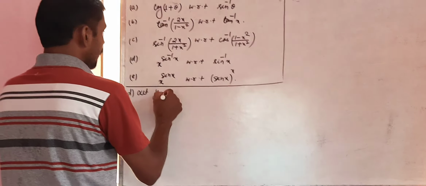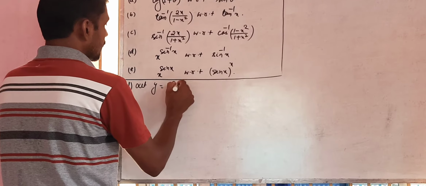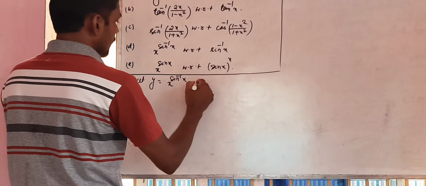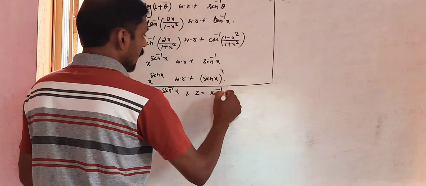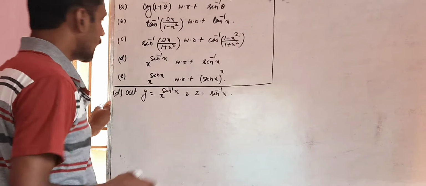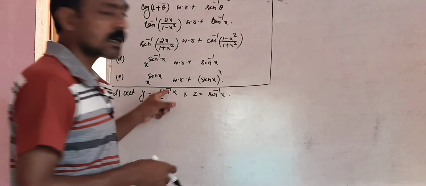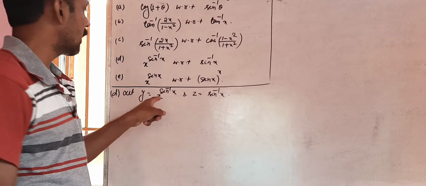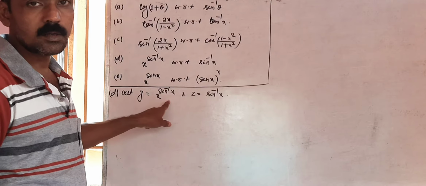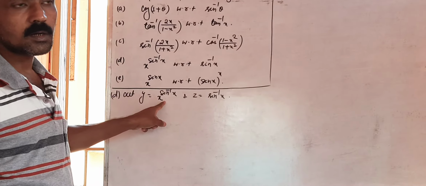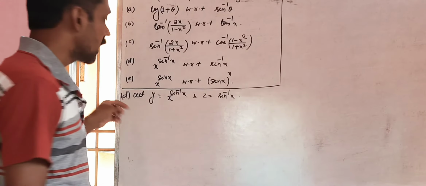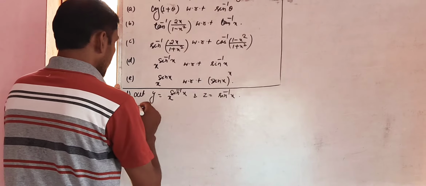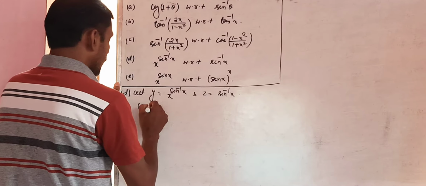Or y is x to the power sin inverse x and z equal to sin inverse x. Now first we will find dy by dx. Now here we see it in exponent form, so here we cannot take the chain rule directly. Here we will use first logarithmic differentiation because both base and power are functions of x. Here take log on both sides.